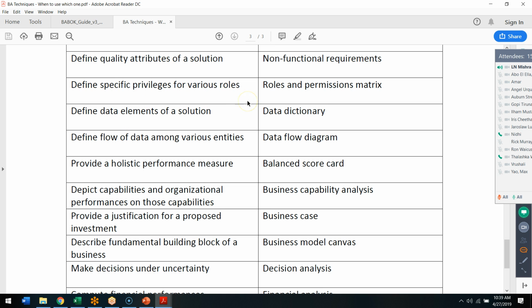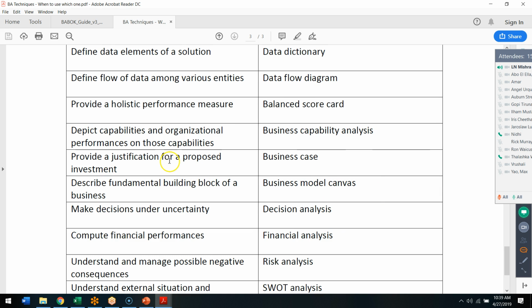Specific privileges for various roles, roles and permissions matrix. Data elements of a solution, data dictionary. Data flow diagram. Holistic performance measure, balanced scorecard. Depict capabilities and organizational performance, business capability analysis. Provide justification for a proposed investment, business case.